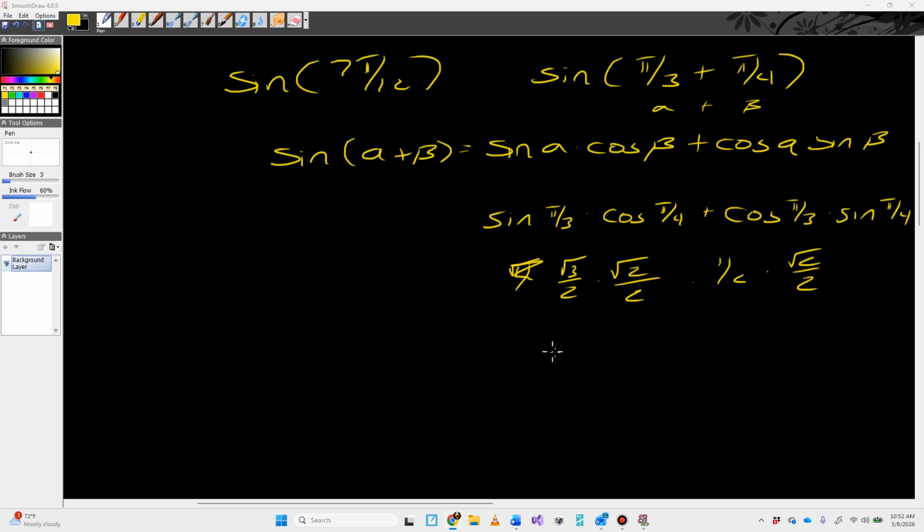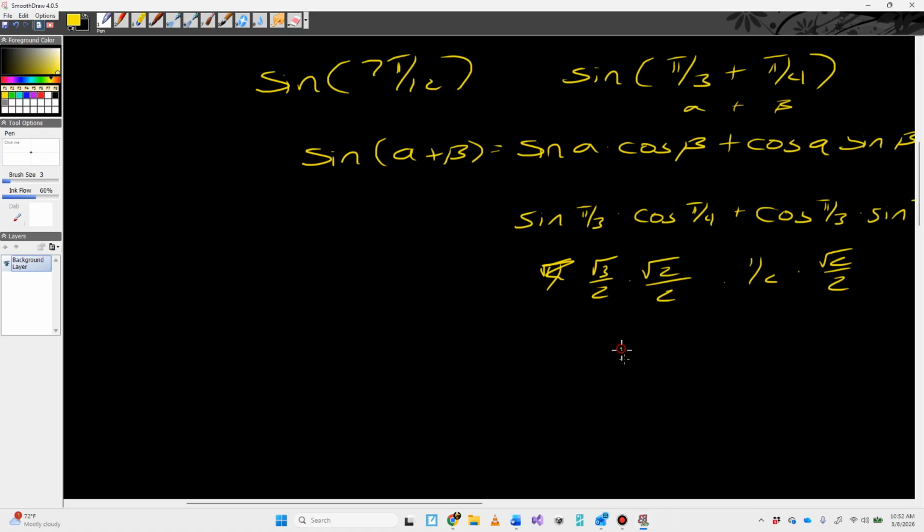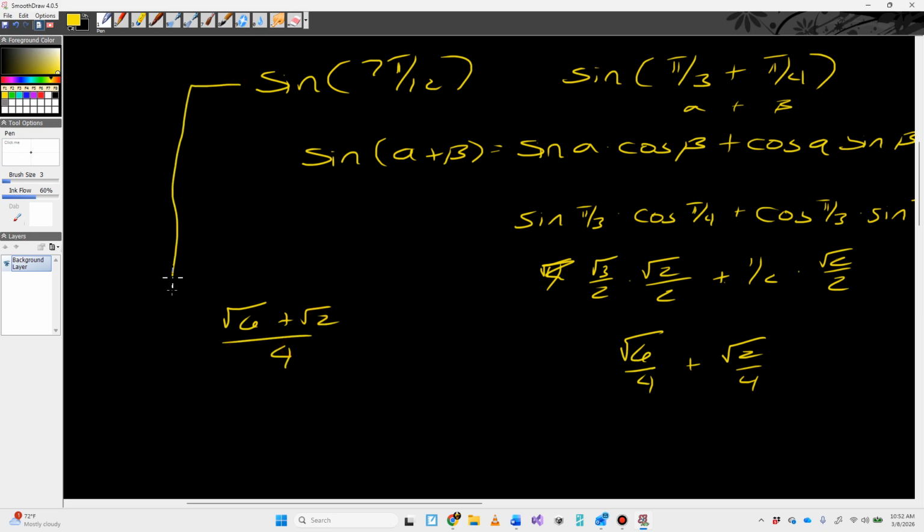So I simplify. I have the square root of 6 over 4. That should be a plus, by the way. Plus the square root of 2 over 4. And that's now going to give me the answer that I'm seeking. So that's the square root of 6 plus the square root of 2 over 4. This is equal to this.